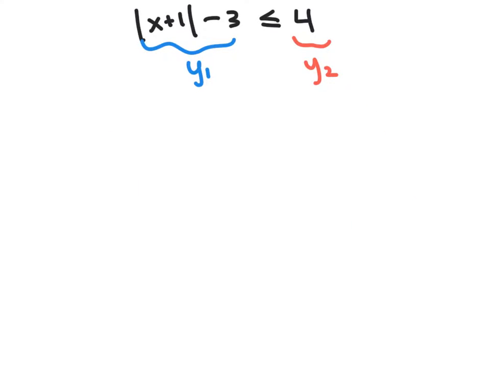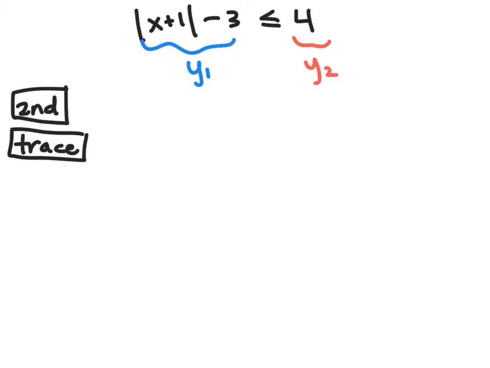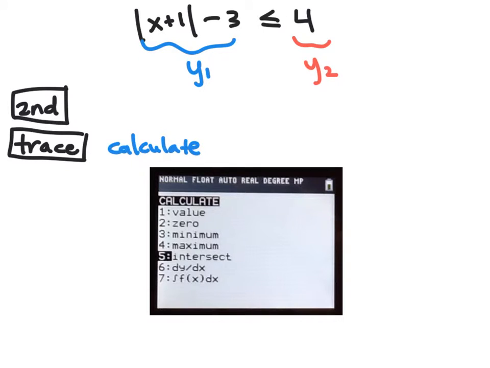In order to calculate the intersection points, we will first press second, then trace, to call up the calculate function. Once you do this, your screen should look like this. Once you pull up this screen, the next thing you'll want to do is either scroll down and select number 5, or you could actually just press number 5 in your calculator and it will accomplish the same task.